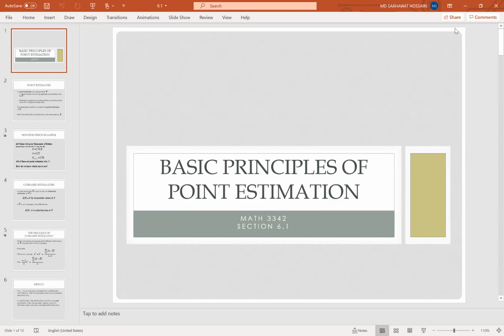Anyone? Could you please name two of the parameters? Any parameters? Because before doing the estimation, you should know what is a parameter or what are parameters.